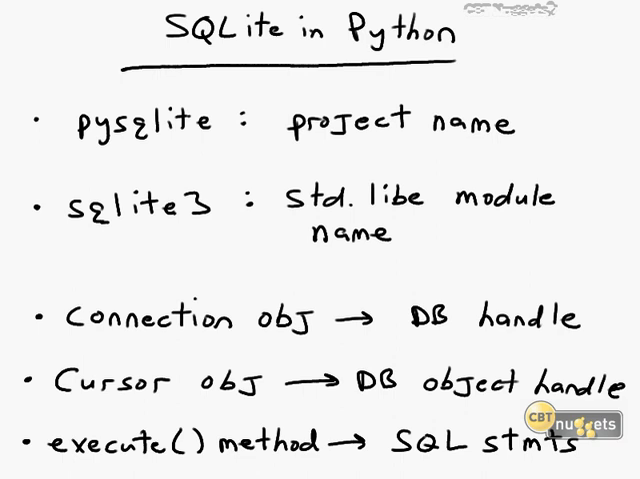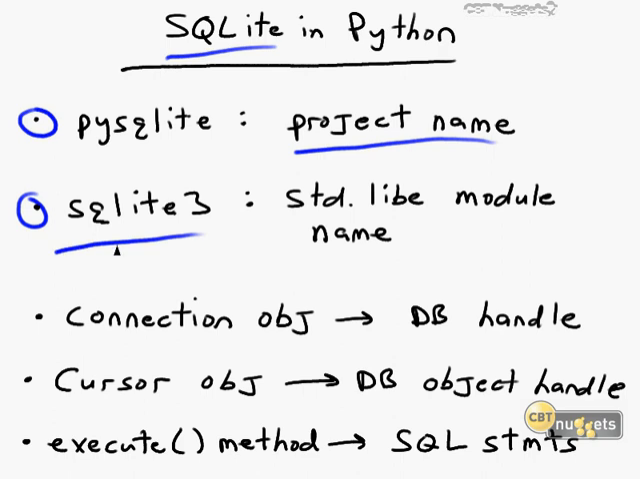Now, in the wild and in the literature, you're going to see references to PySQLite and SQLite 3. These are the same thing. They both refer to the SQLite database. PySQLite is the name of the project that's developed externally of CPython, of course. The module that comes standard with Python 3 is sqlite3. This is a standard library module.